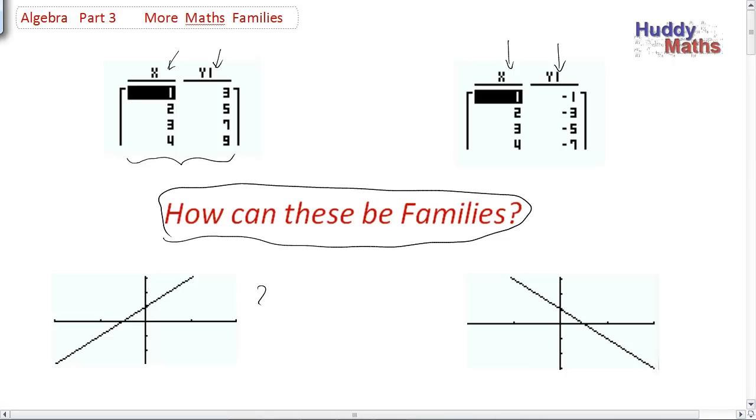What about these? How could they be families? Well, it looks like there's some sort of grid here. The scale, it's not labelled though. The scale up here. And a line. Maybe the family here is a set of points that form that particular line.